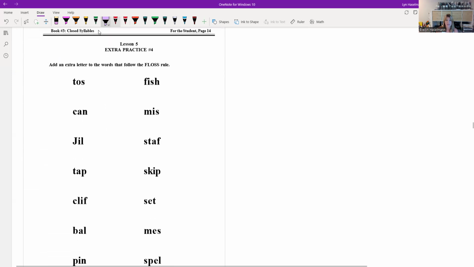Add an extra letter to the end of the word that follows the Z-FLOSS rule, as I like to say. So I'm going to put an S here for toss, an S here for miss, an L for Jill, staff gets an F, Cliff gets an F, ball, mess, and spell.